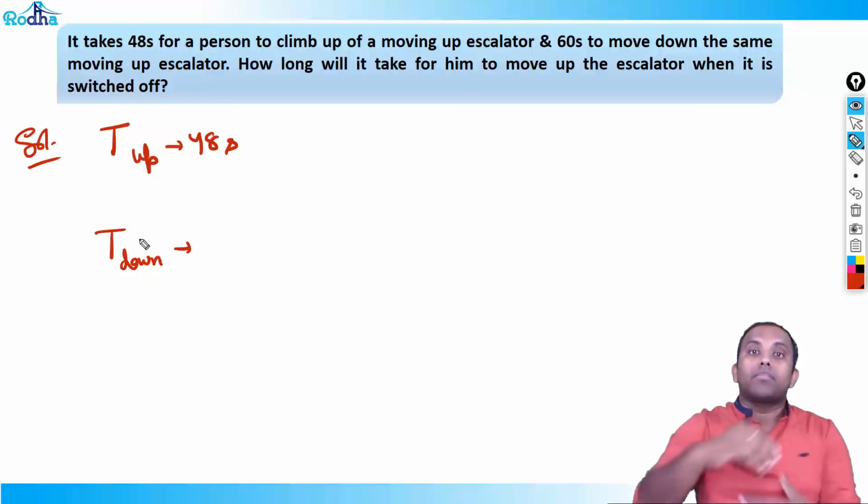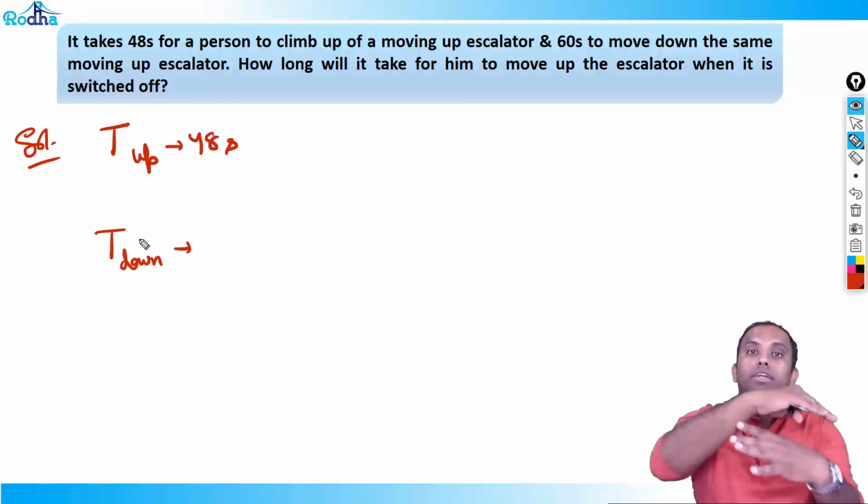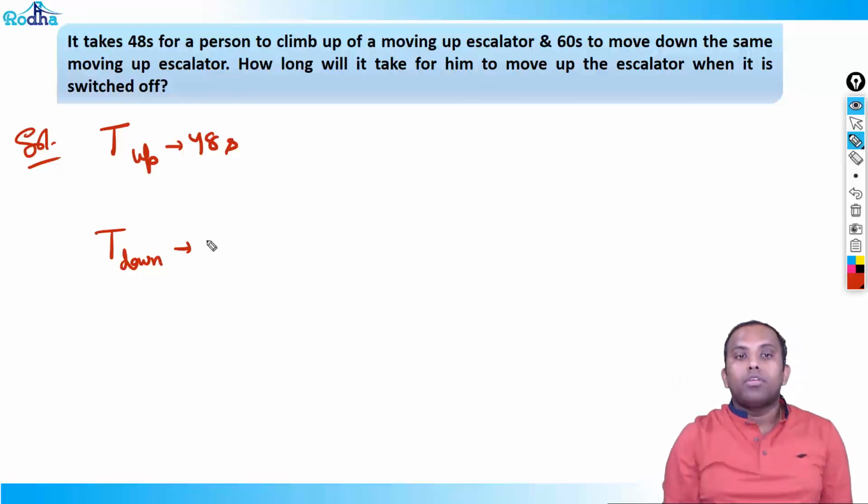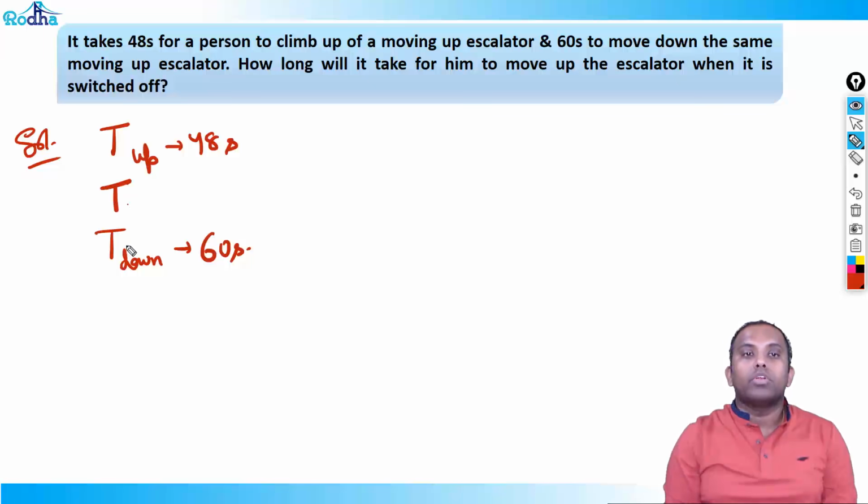That means he is going against it. The escalator is going upward, he is coming down, and he comes down in 60 seconds. How long will it take for him to move up the escalator when it is switched off? So now the time in going up when switched off.